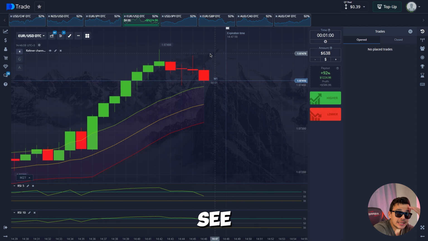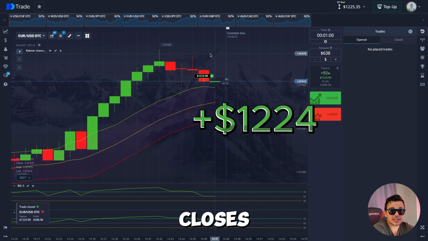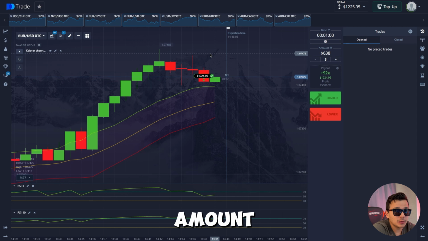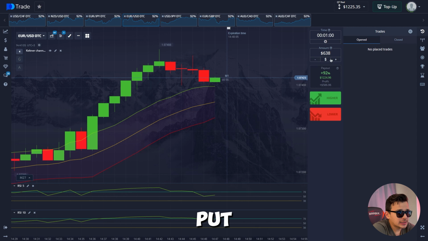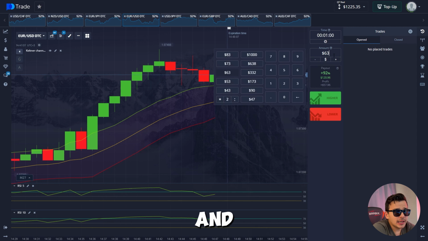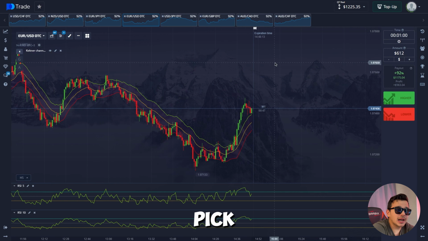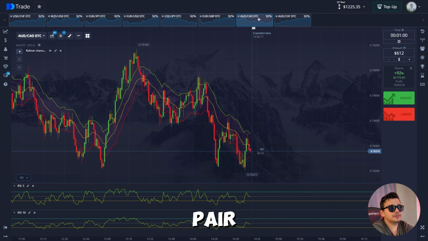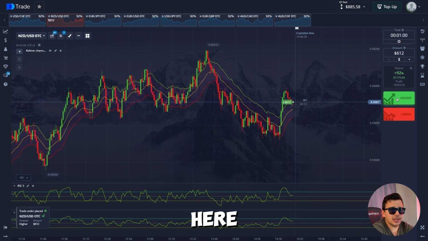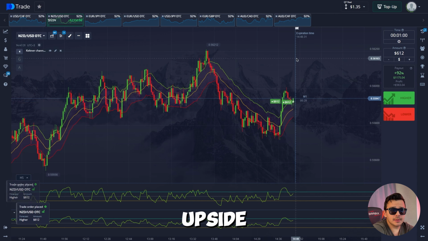And as you can see, again our trade closes in the plus. Let's change the amount of the trade value. Let's put 612 and open two trades for the amount of $1,224. Let's go ahead and pick up the following currency pair. And here we are going to open two trades on the upside.